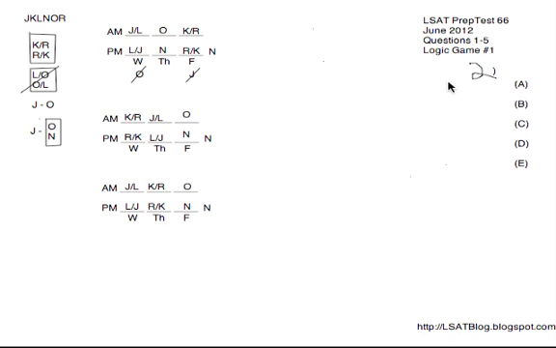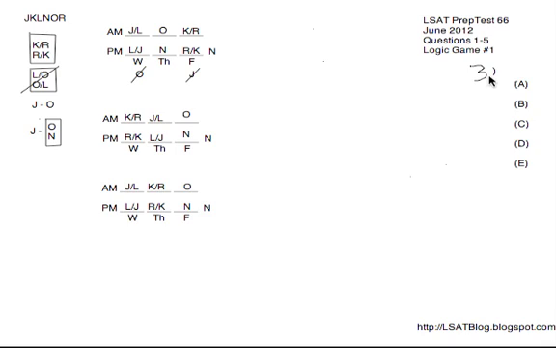Next, number 2, if L does not lead a Wednesday session, what must be true? So looking at our 3 diagrams here, we have L on Wednesday in both the top diagram and the bottom one, so the middle one's the only one that's relevant right now. And we see that when L does not lead Wednesday, we have J going on Thursday as well as L. Of course, L's not a choice, but J is, so E is our answer for 2.